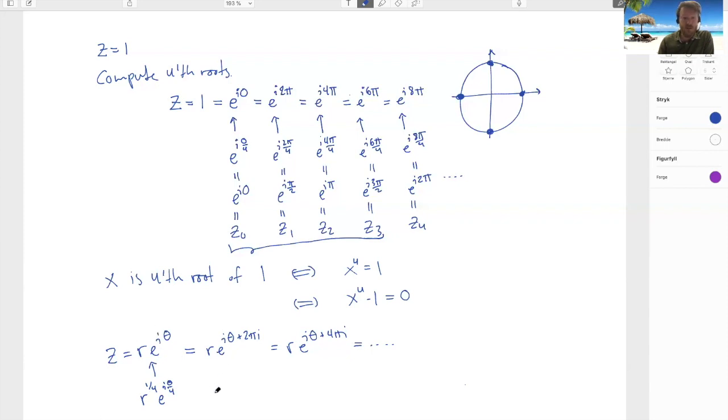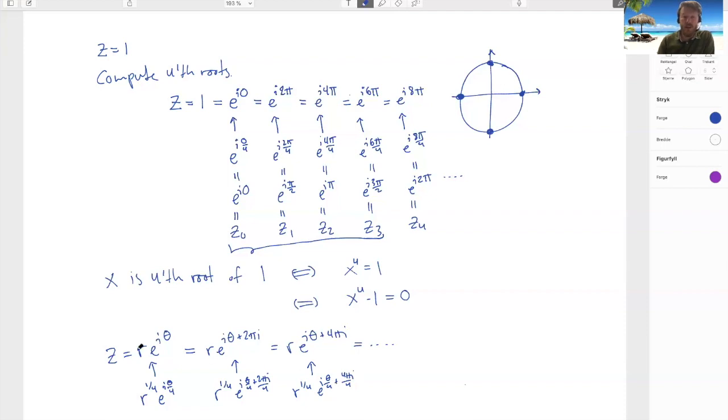And I can do the same here. So r to the quarter, then e to the i theta divided by 4 plus 2 pi i divided by 4. And if I take the fourth power of this, I get this back, and it's the same as z. And so on and so forth. Here I take the fourth power like this, and then I'm getting this thing here.